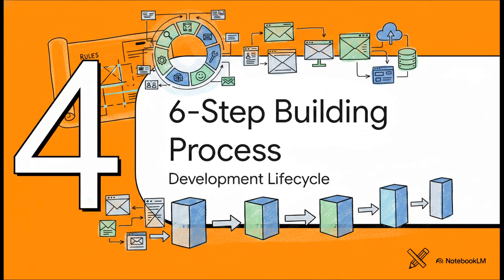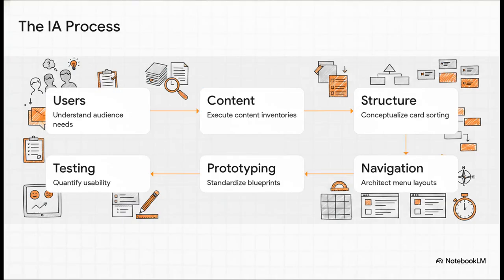Let's get into Section 4, the 6-step building process. This satisfying six-step process is what takes a product from a rough idea to a highly usable reality. It kicks off with initial user surveys and exhaustive content audits. Once we really understand the audience and the sheer volume of data, we conceptualize the structure, grouping things logically. Only then do we actually design the concrete navigation menus. Finally, we standardize these blueprints in the prototyping phase and put them through rigorous remote usability testing to guarantee that the architecture actually holds up in the hands of real everyday users.